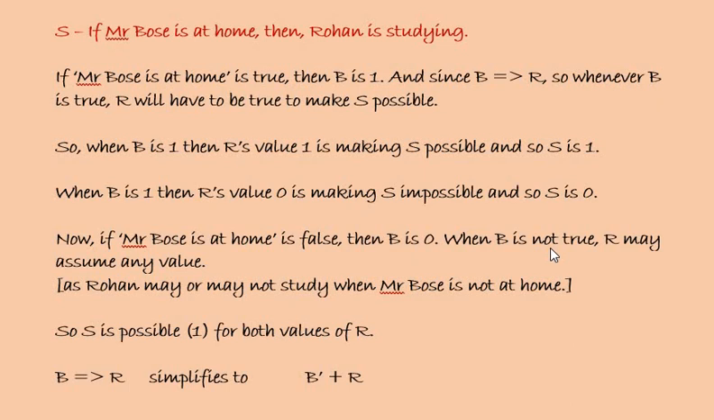This brings us to B implies R. That means whenever B is happening, R has to happen. That means B is 1, means R has to be 1. Only then the result will be true. But if B is not happening, then R may happen, may not happen, and that is not going to cause any false status in the result. It simplifies to either B is not, or R is.